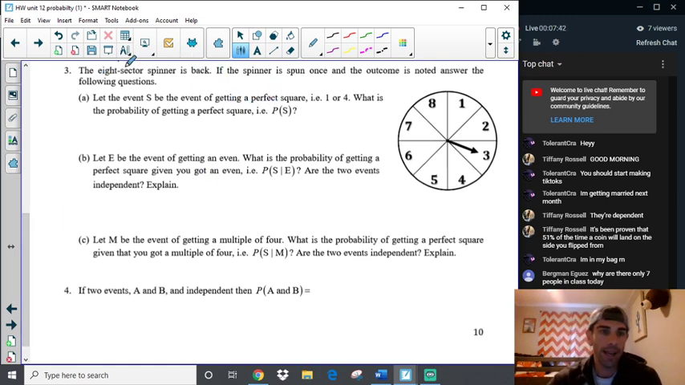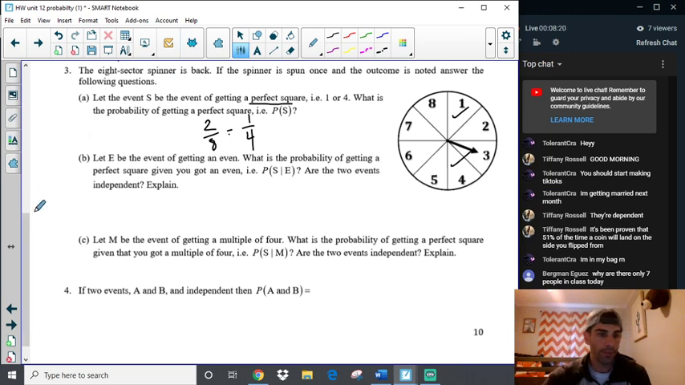Okay, the 8th spinner is back. If the spinner is spun once and the outcome is noted, answer the following questions. So let S be the event of getting a perfect square, 1 or 4. What is the probability of getting a perfect square? Okay, there are a total of 8 to choose from. How many of them are perfect squares? 1 is a perfect square and 4 is a perfect square. So there are 2 in 8, or 1 in 4, chances of getting a perfect square.